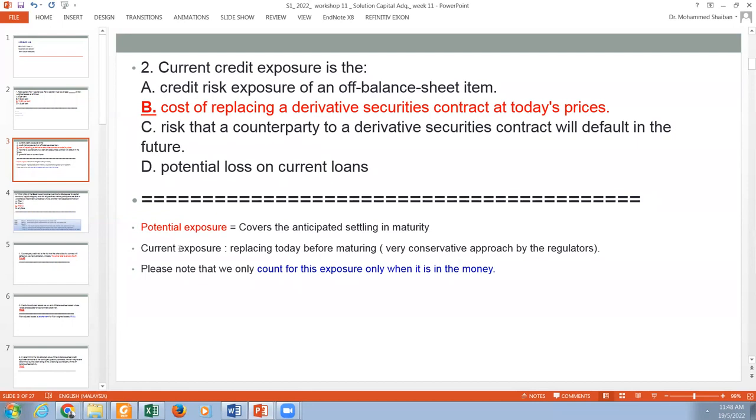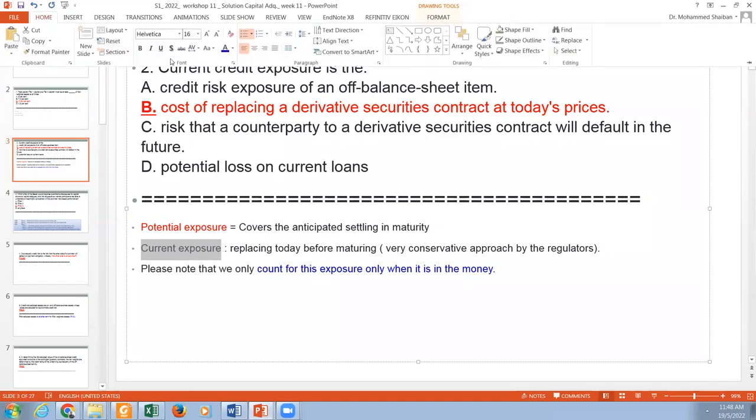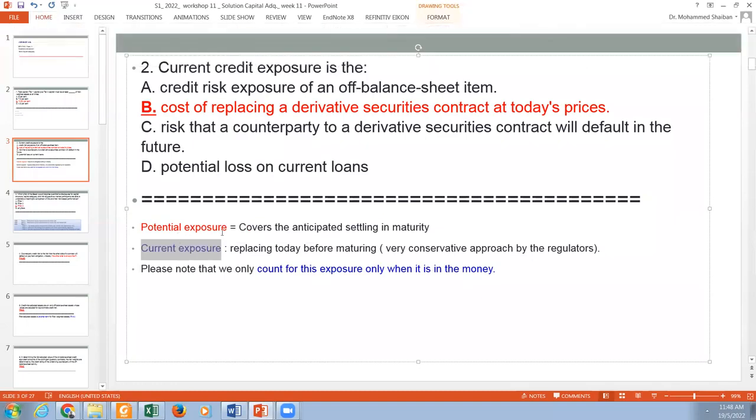So we have 2 exposures, one called potential exposure and one called current exposure. The potential exposure is the normal one, and it tells us that if we have a contract of such and such, the table will tell us how many years and how much we should account for of that contract as credit risk. But for the current exposure, we have to see how we are doing, and we could be gaining in that contract, called in the money, or losing, called out of the money, and we have to count it as 100%.